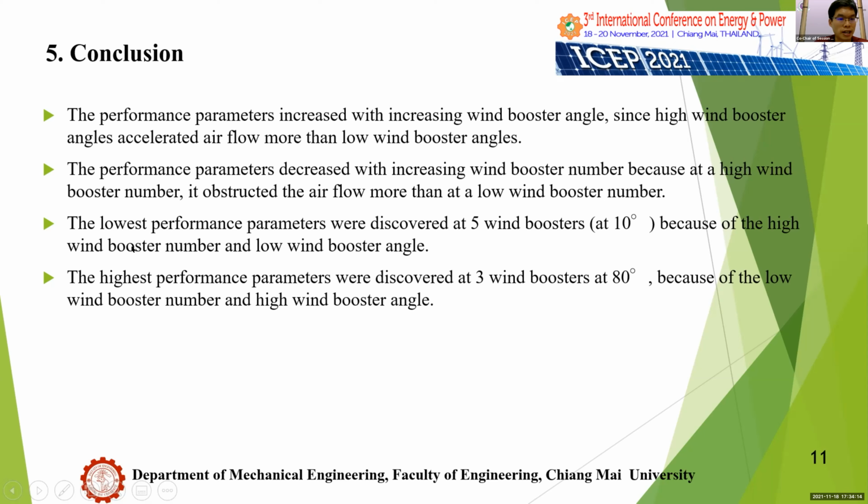We have found that the lowest performance parameters were discovered at 5 wind boosters and 10 degrees, because of the high wind booster number and low wind booster angle. The highest one we found at 3 wind boosters and 80 degrees, because of the low wind booster number and high wind booster angle. This shows that we should not mount too many wind boosters and not put wind boosters at a high angle like 90 degrees.